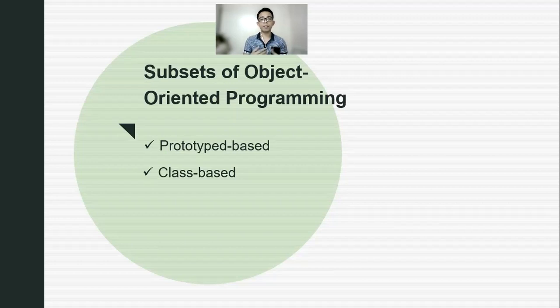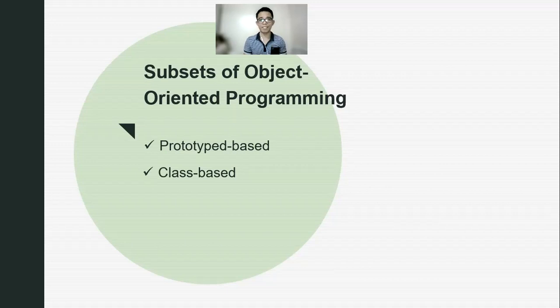Next, the class-based one focuses on abstract representation of the objects. It means there is no initial data present in the object definition. In this design, objects may share the same properties and methods.